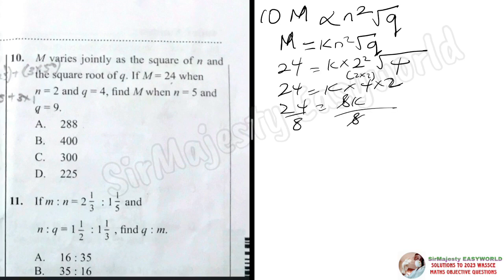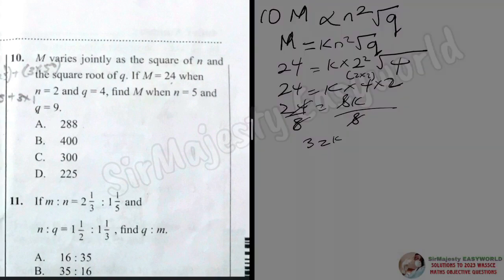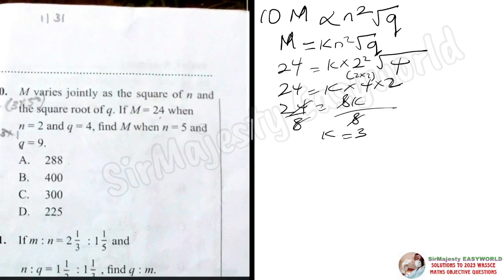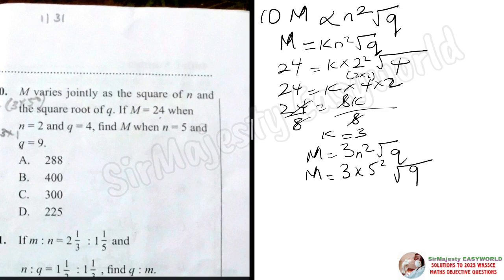So dividing both sides by 8, we can say 3 is equal to k, or more preferably, k is equal to 3. So the equation, assuming the process of solving, is m is equal to 3n square root q. So I need to solve the equation now. We have to find m when n is given as 5. So that will be 3 multiplied by, replacing the values, n again as 5 and q was 9 this time. So this will be 3 multiplied by 5 times 5.